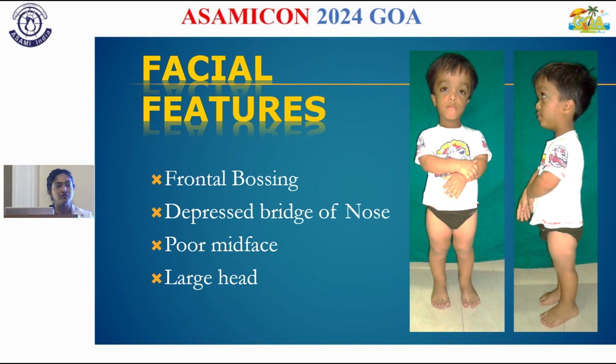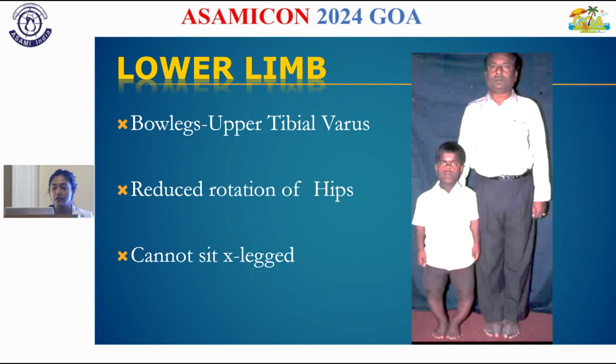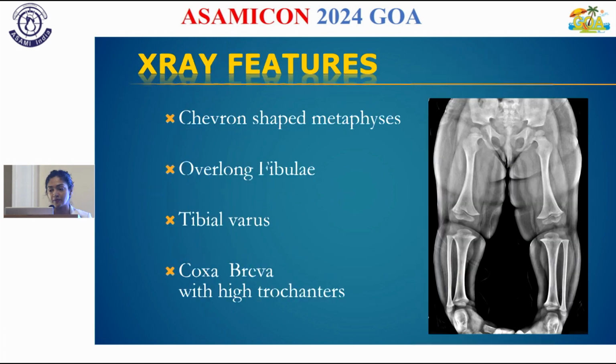Here are the facial features. And in the upper limb, there is incomplete extension of the elbows, trident hands, and short stubby fingers. In the lower limbs, there is bow leg, that is upper tibial varus, and reduced rotation of the hip, which does not let the patient sit cross-legged. Now on the X-ray, chevron-shaped metaphysis, overlong fibulae, tibial varus, and coxa breva with high trochanters is seen.